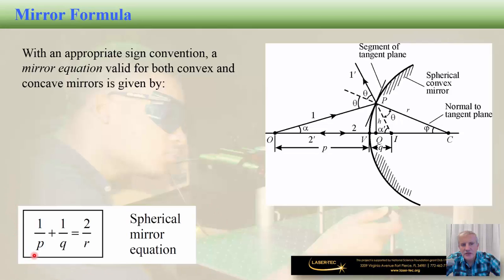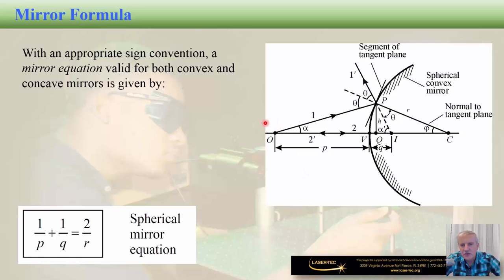You can see here 3 quantities showing up in the formula: quantities small p, small q, and small r. Let's define what these quantities are. The small p represents the distance of the object or original from the mirror.